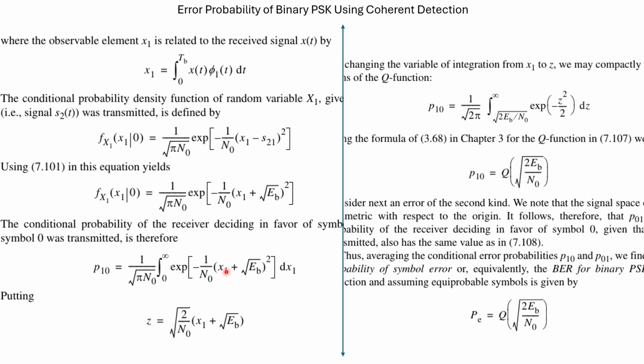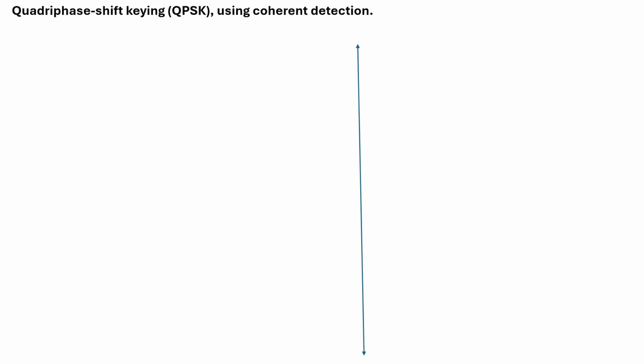And further, we will try to replace this exponential function using the Q function. So equivalently you can write 2Eb by N naught. So finally the probability of error will come as Q of square root of 2Eb by N naught. This is valid for coherent detection, so coherent detection and BPSK, right? Okay.